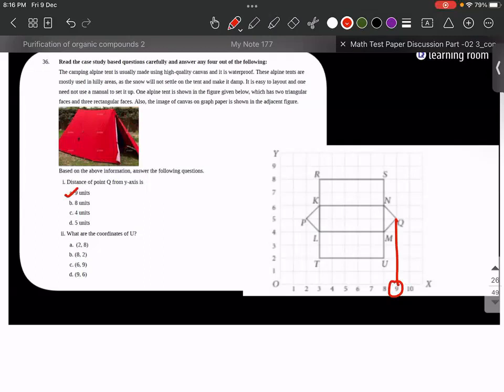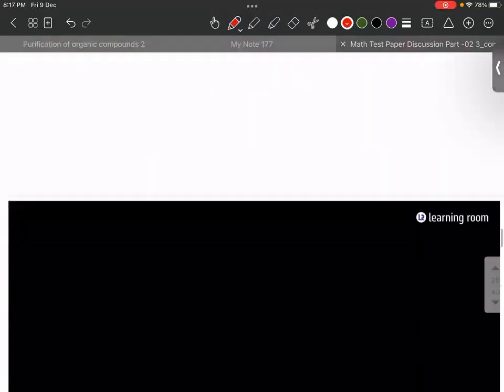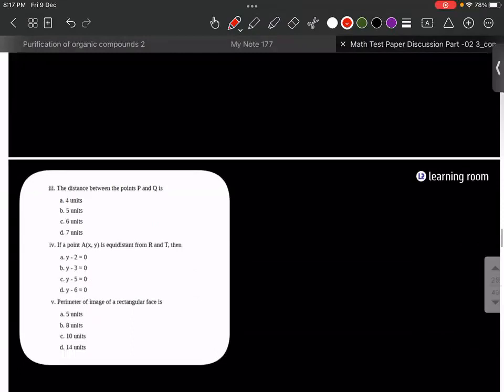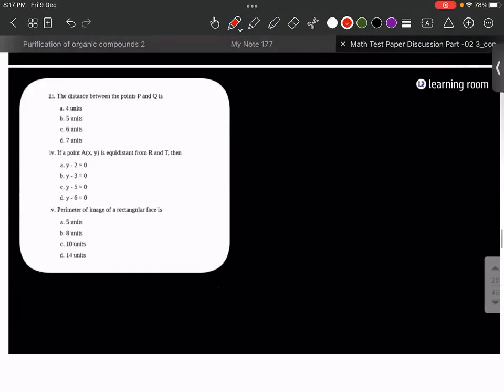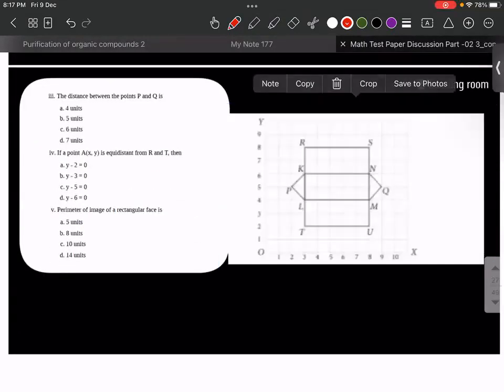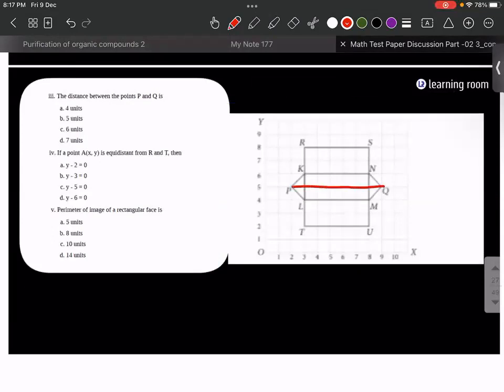What are the coordinates of point U? 8 comma 2. The distance between the points P and Q is 9 minus 2, which is going to be 7. 7 units.